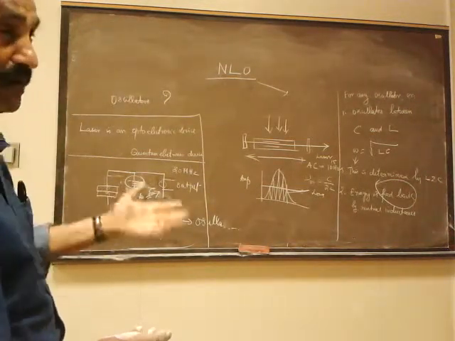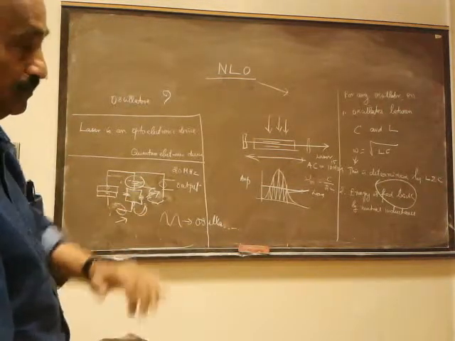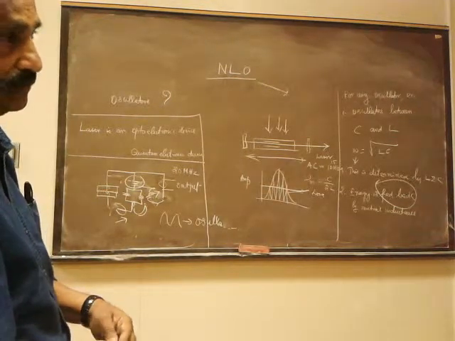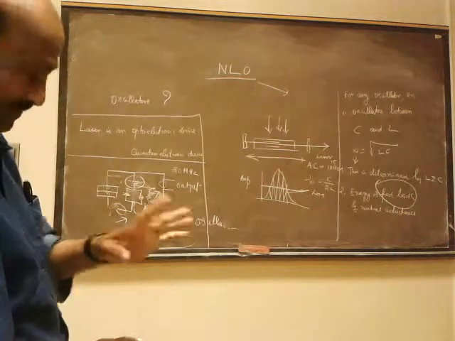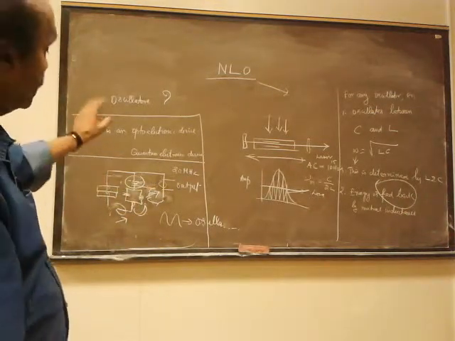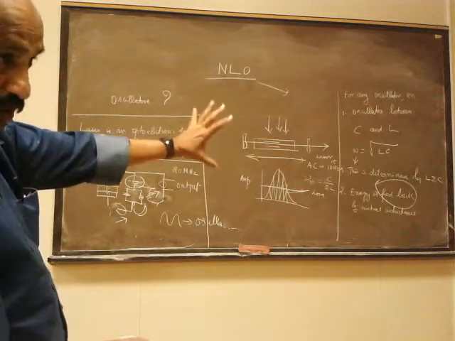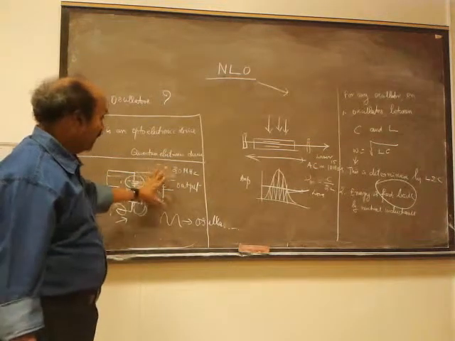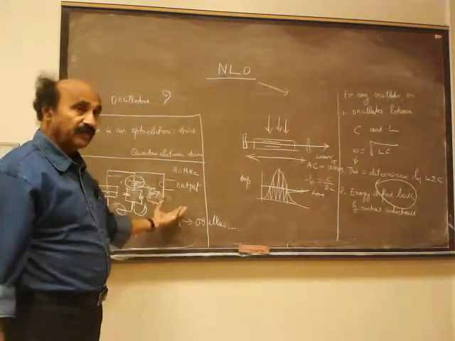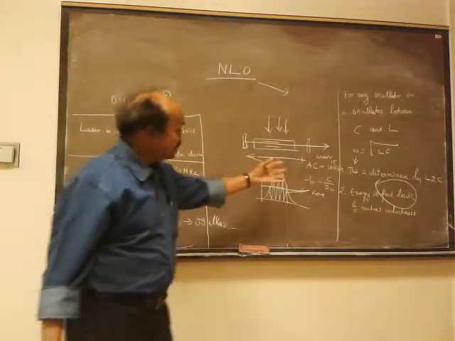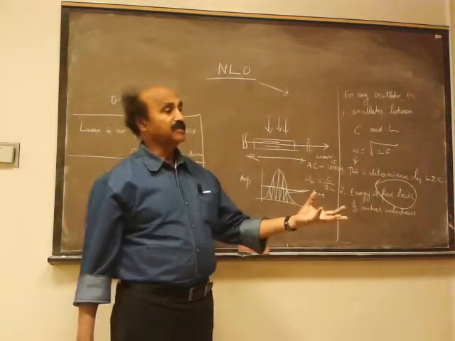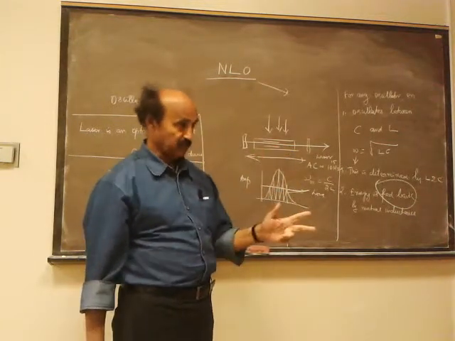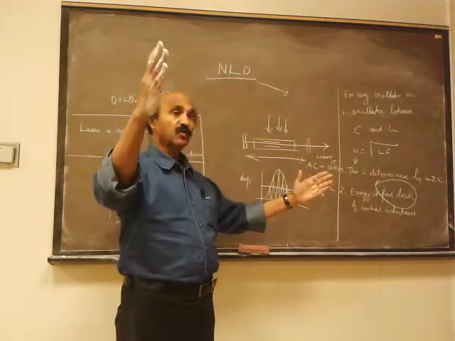Why is it called a quantum electronic device? Because the transition happens between quantized states. Here, this is an electromagnetic wave, and that is also an electromagnetic wave. But in this domain, the wave nature of light becomes important. In this region, the quantum nature of light becomes important. You know, light has two aspects: one is the wave nature, the other is the quantum nature.